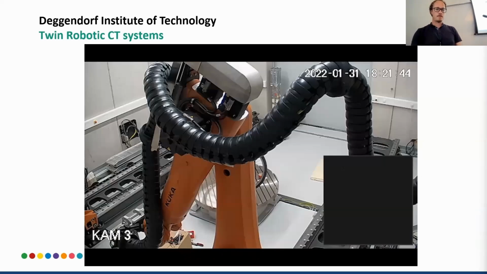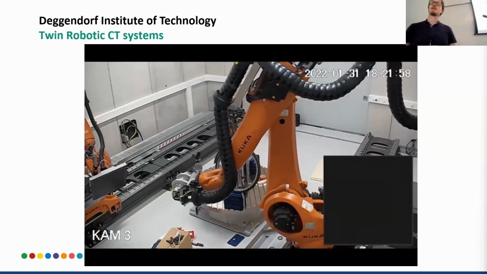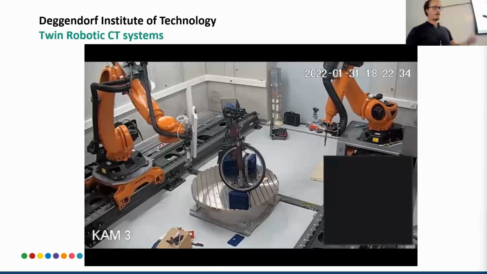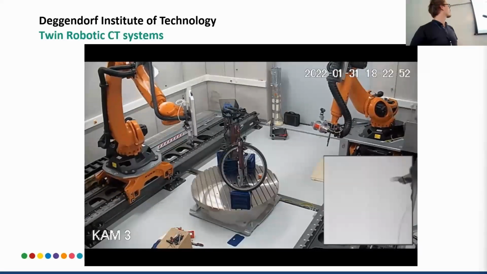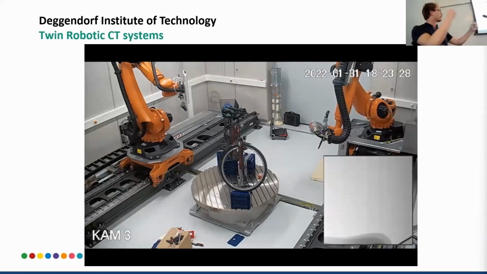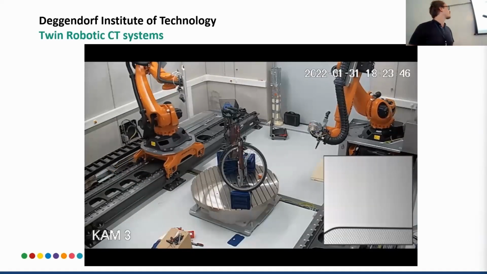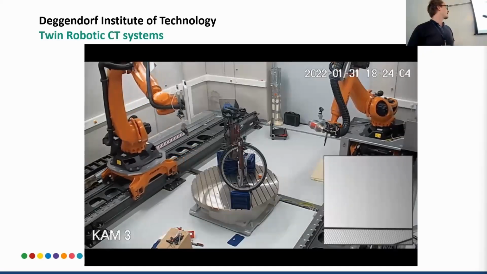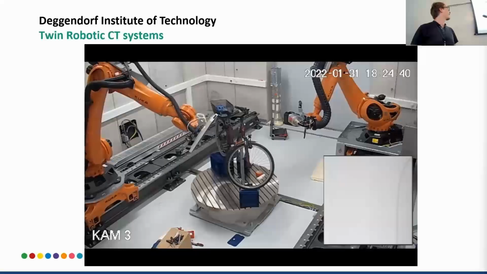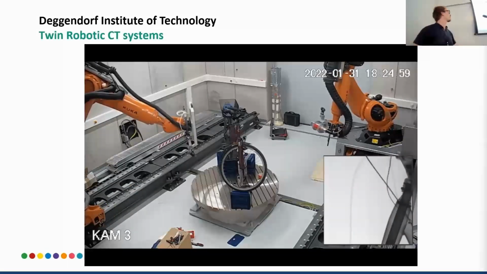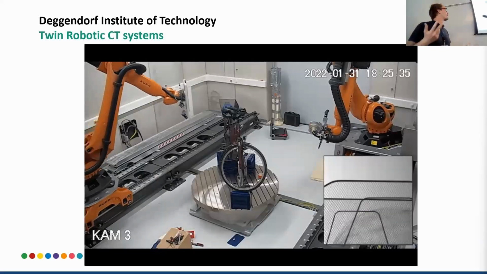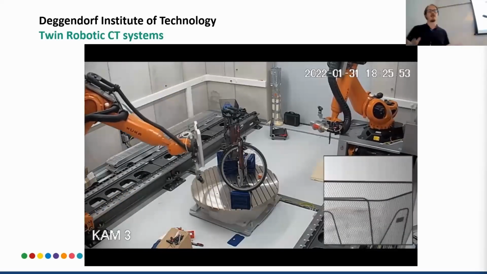I'm researching twin robotic CT systems for industrial CT. In this case, we have two robots. The source is mounted on one of the robots and the detector is mounted on the other robot. And now they can move around big objects, in this example, a bike. And now they can scan different parts. They can do very flexible movements. So yeah, it's super cool and in theory powerful, but there are a lot of challenges.